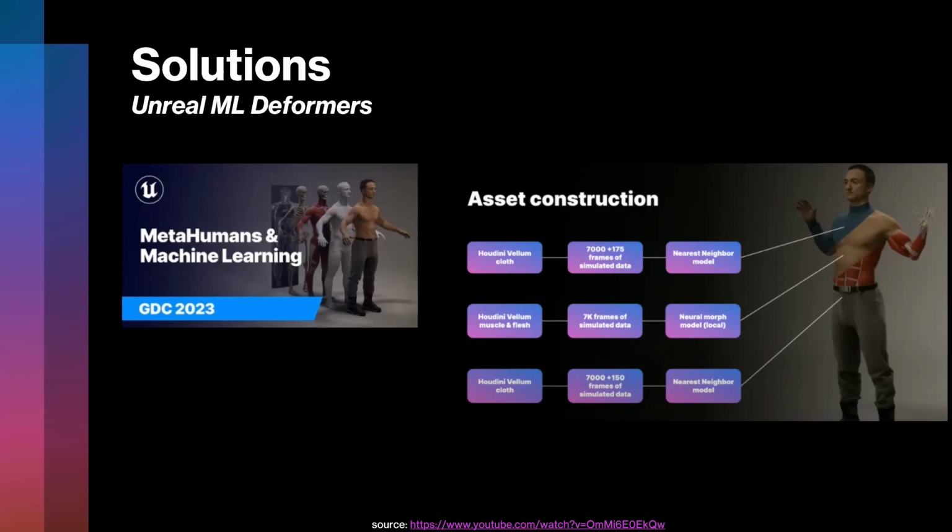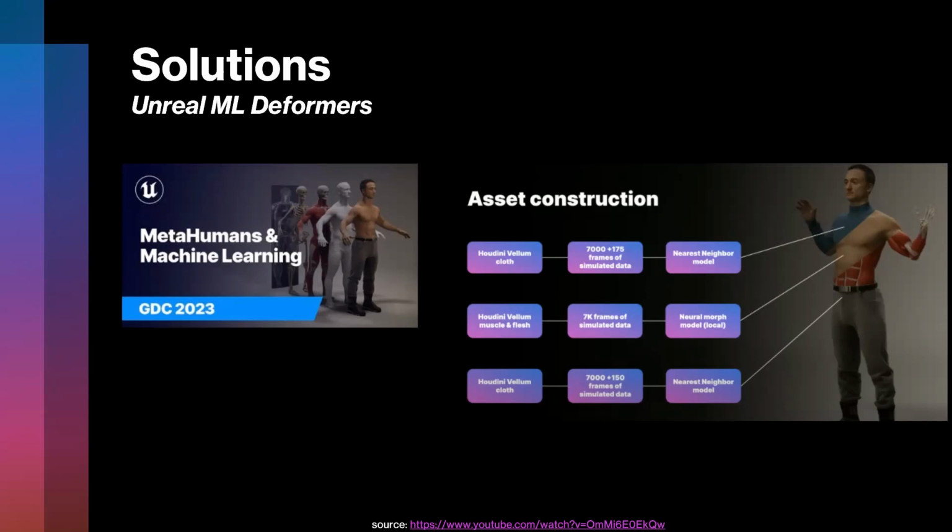All right, and there are different options. They have an option for clothes. Our team is mainly focused on the muscle and flesh, right? So they generate that simulated data, and then we use that data to train a machine learning model, which in this case is their neural morph model, which is a local model you can run on your machine.